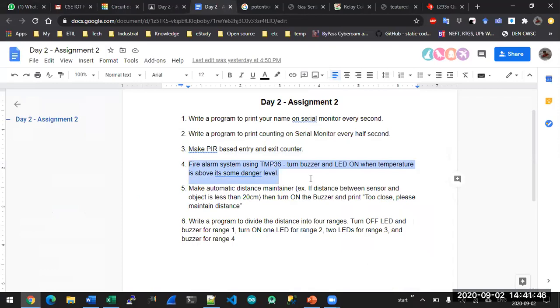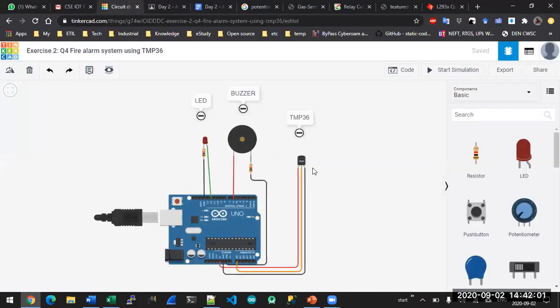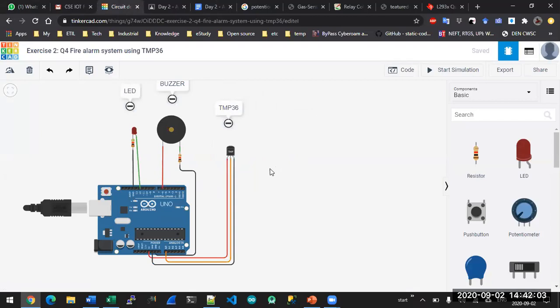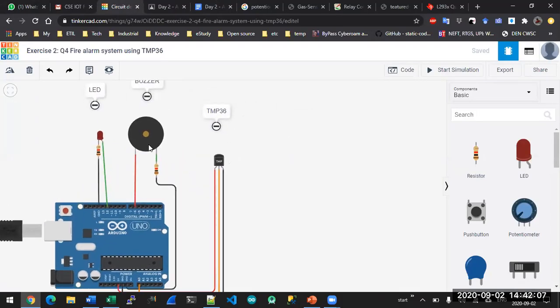So you have to use a temperature sensor and detect the temperature, and if it is above some danger level or threshold level, then you have to turn on the buzzer and the LED. Okay, so that is a simple experiment. So you have to interface three components here: the temperature sensor, buzzer, and LED.